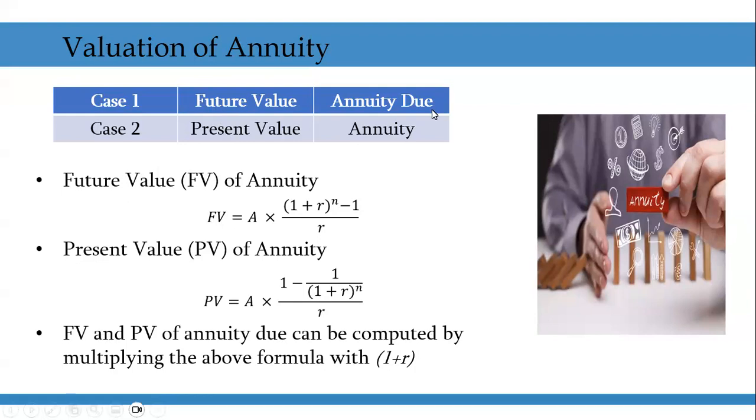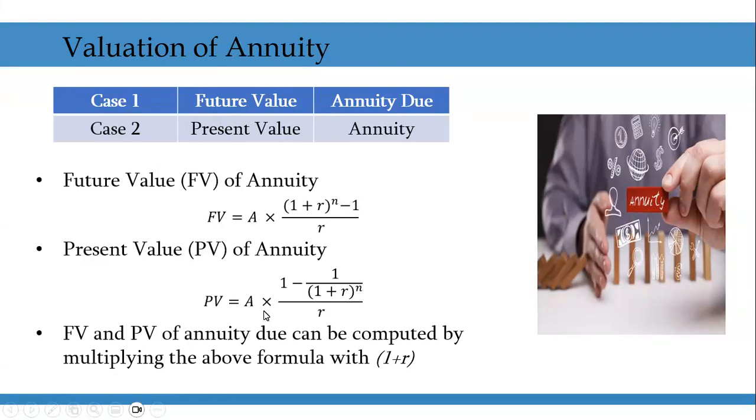I'm using annuity. The formulas for calculation of future value and present value of annuity are given below. Future value is equal to A into (1 plus r to the power of n minus 1) divided by r, where A is the annual installment, r is rate of return or rate of interest per annum, n is number of years.